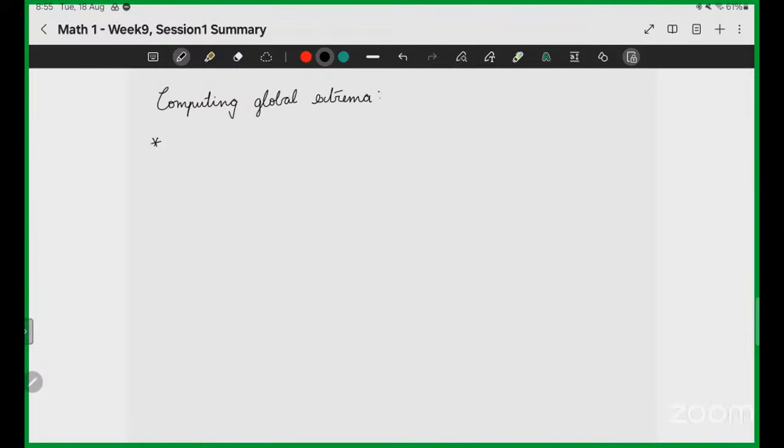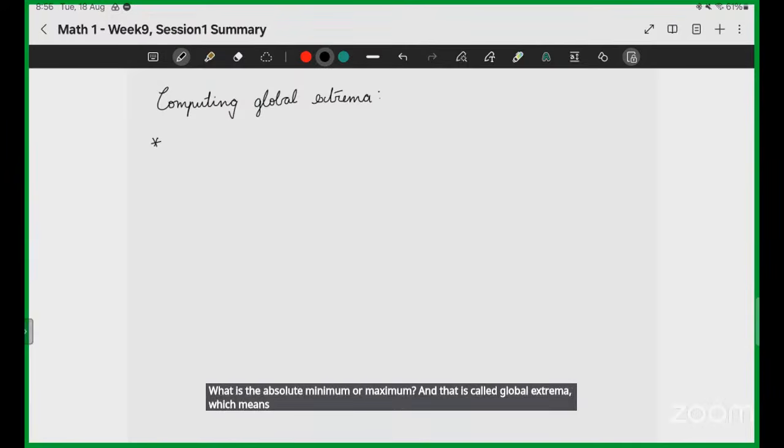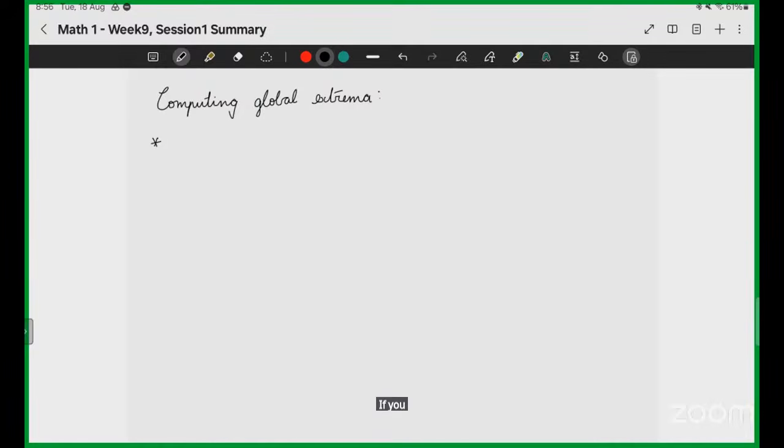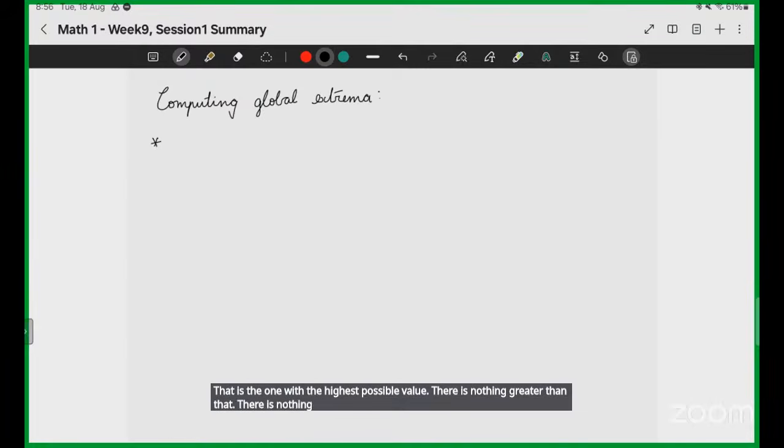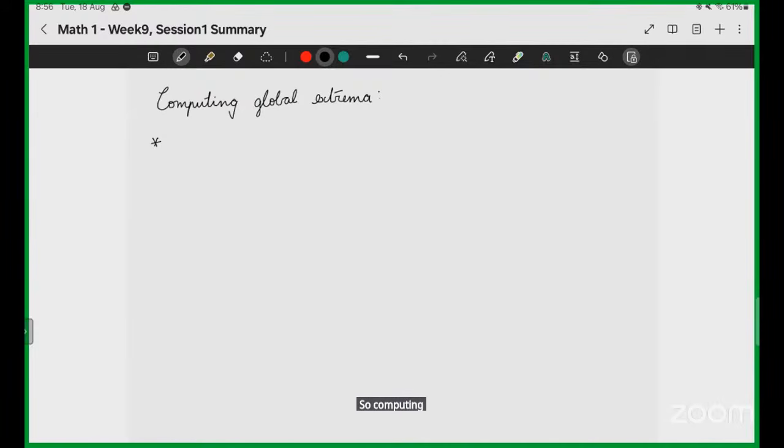Global minima and maxima, together I'll just call them extrema. As we were discussing earlier, someone had brought up the point: what is the absolute minimum or maximum? That is called global extrema, which means that if you take any point on the domain, that is the one with the highest possible value. There is nothing greater than that. There is nothing with a higher value of the function than that. So computing global extrema is not always possible.